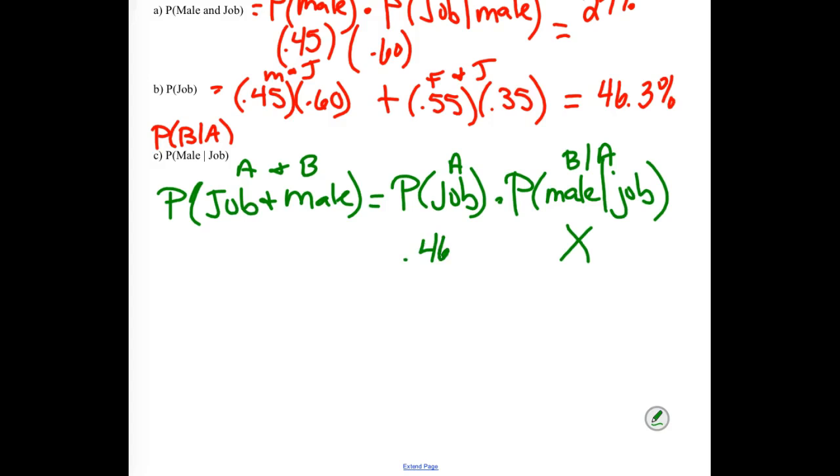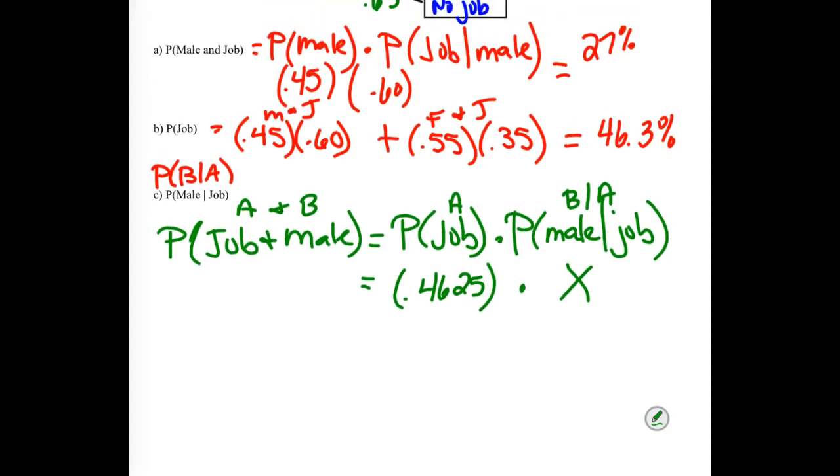Was it 3 or 2.5? Okay, we'll go back to that. So, what is the probability they have a job and are male? Did we already calculate that one? That was part A? So 27%? So can we work backwards and figure out the missing one? What would we have to do? Divide. So we're going to take that 27% and divide by the 46.25%. What do we end up with?